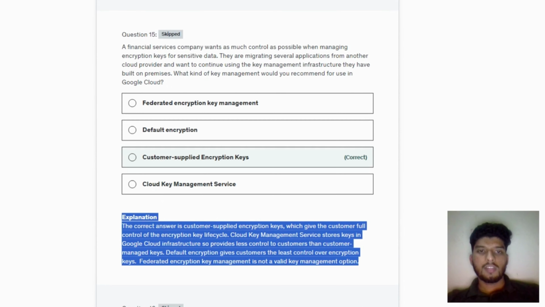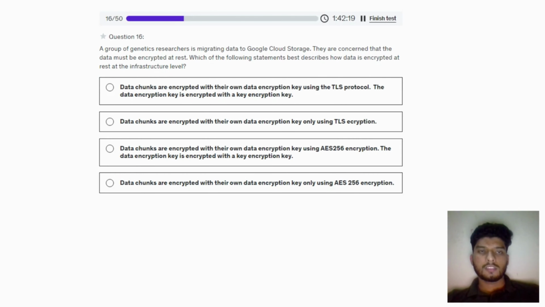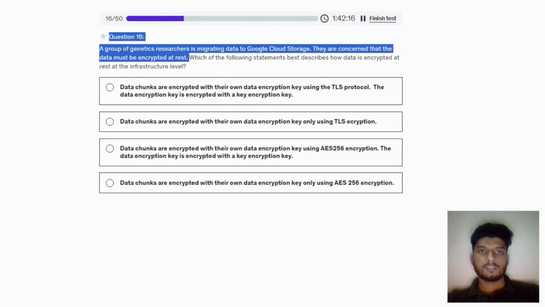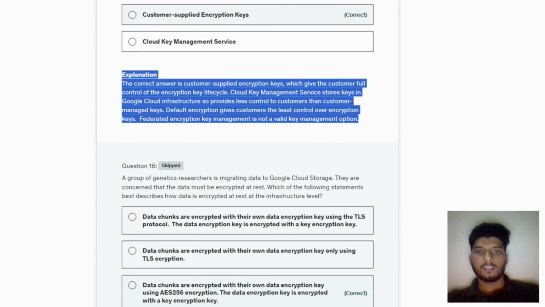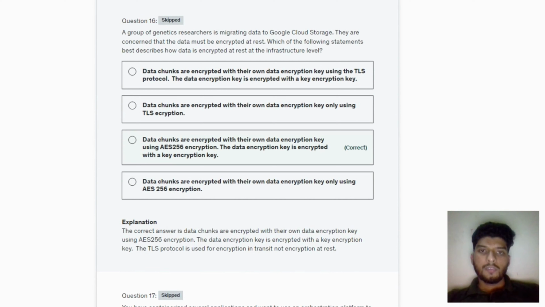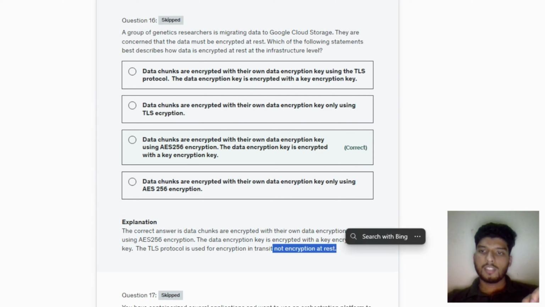The question 16 is, the right answer is data chunks are encrypted with their own data encryption key using AES-256 encryption. The data encryption key is encrypted with the key encryption key. And here is the explanation that the correct answer is the data chunks, and the key is used for encryption in transit, not encryption at rest.